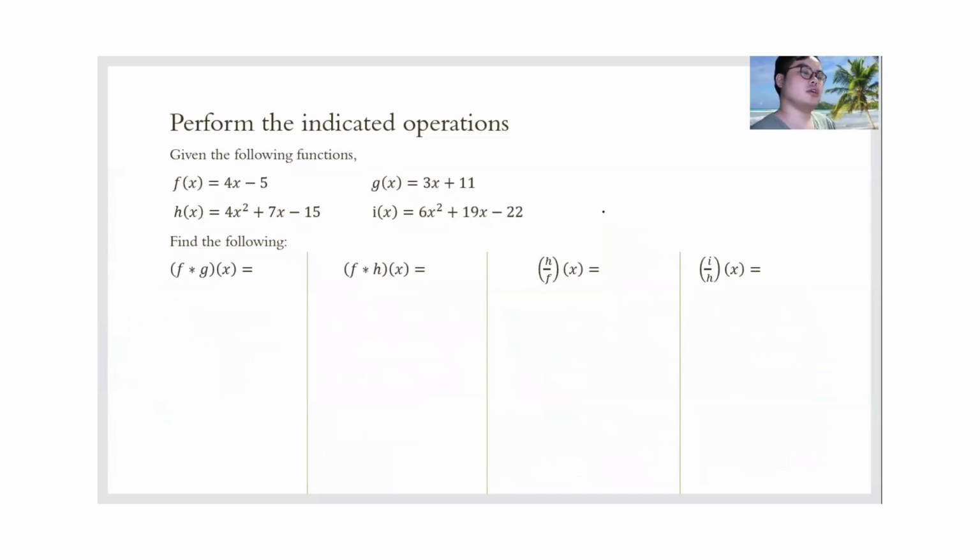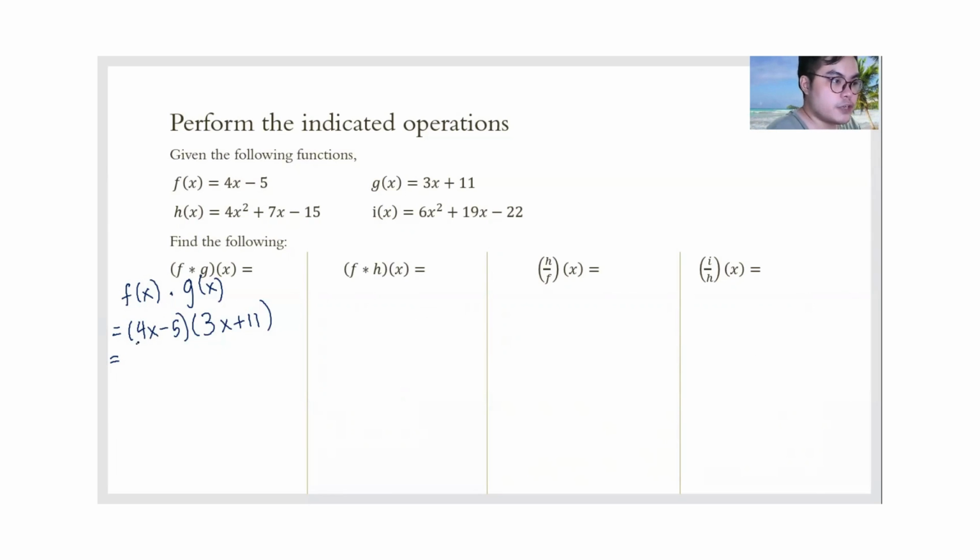Okay, next slide. Now our operations that we'll be doing are multiplication and division. We're going to multiply the given functions f of x and g of x. Our f of x is 4x minus 5 and our g of x is 3x plus 11. All we have to do is the FOIL method, but I will teach you how to do the distributive method.